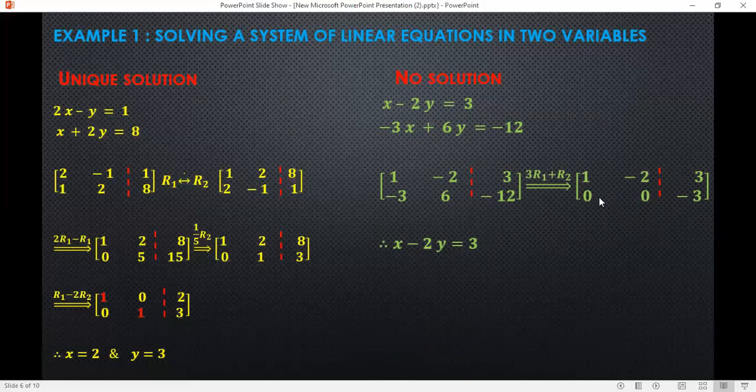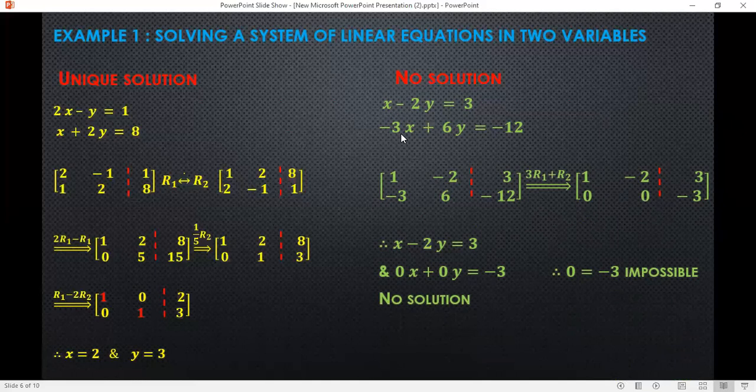But for the second row here, we get 0x plus 0y equals negative 3. And this means that 0 equals negative 3. And this is impossible. And this means that there is no solution between the two linear equations. Then there is no solution. And this is very, very obvious.